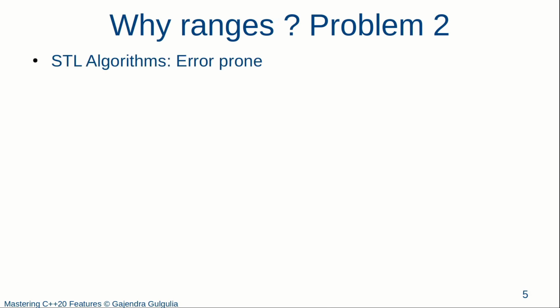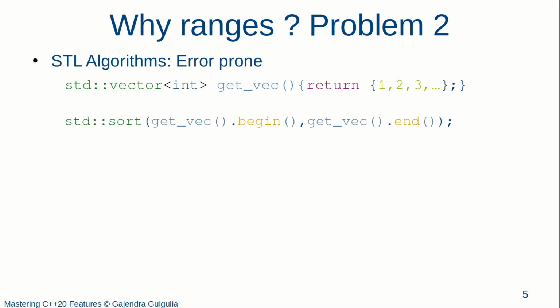STL algorithms can be error prone and buggy if one is not careful. For example, here's a function that returns an rvalue of a container. If one is not careful and does the following in the code, that is, calls the getVector function with the respective begin and end iterators directly within the STL algorithm, it can lead to errors. Can you spot the bug in this example? You can pause the video and try to think.